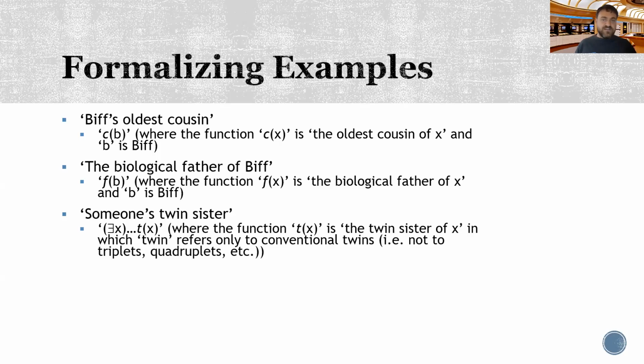Okay, so the T function, the italic T, names the function "the twin sister of," and then X names the input. So there exists an X, that X goes in that input, right? Somebody's twin sister has whatever property we're saying they have. Of course, we're going to specify here that the word twin in this case refers only to conventional twins, that is, not to triplets or quadruplets or anything like that. We can represent that, it just gets messier and more complicated.